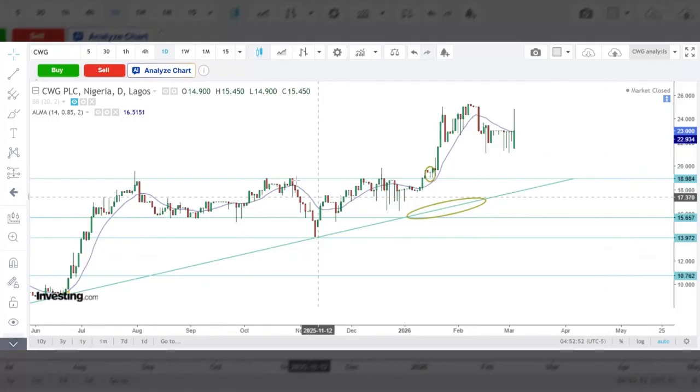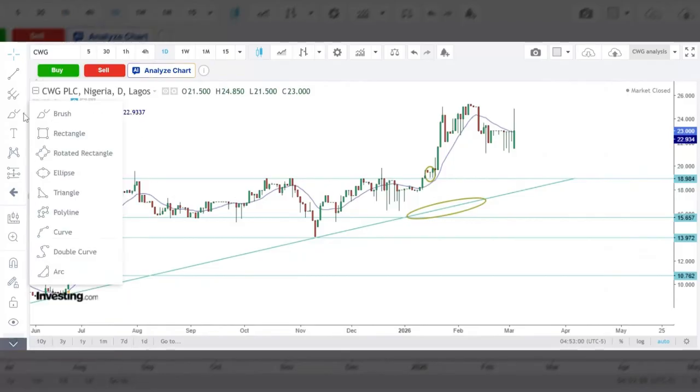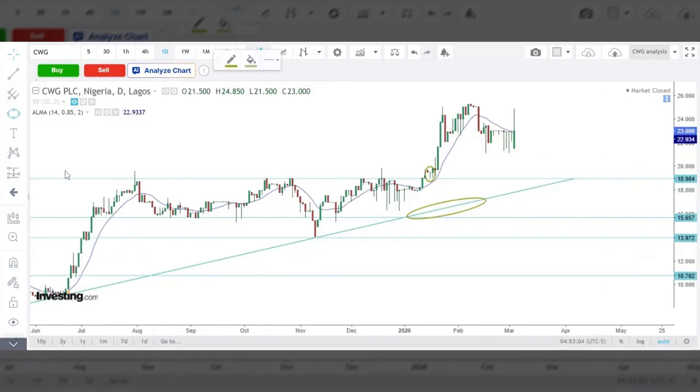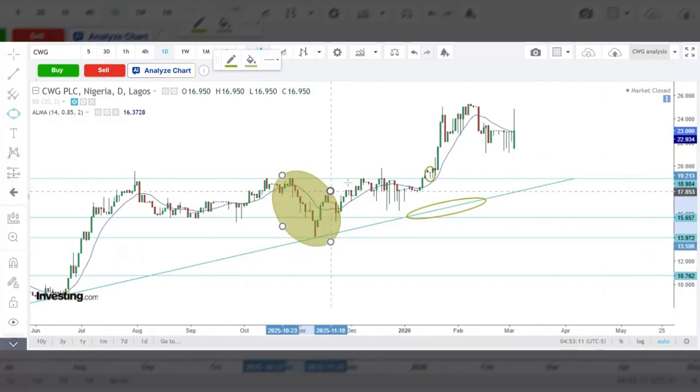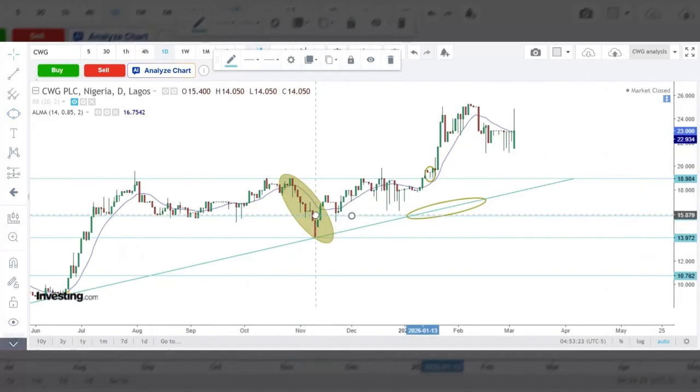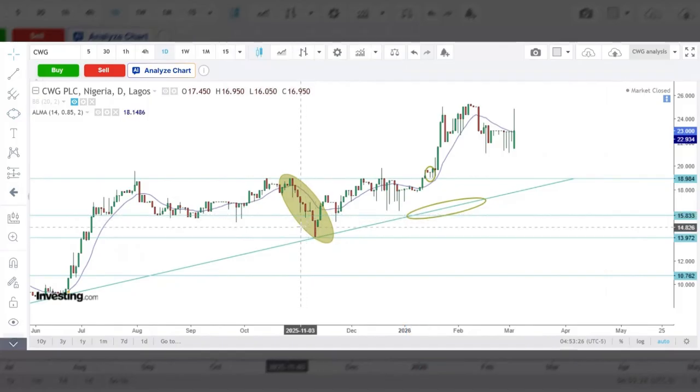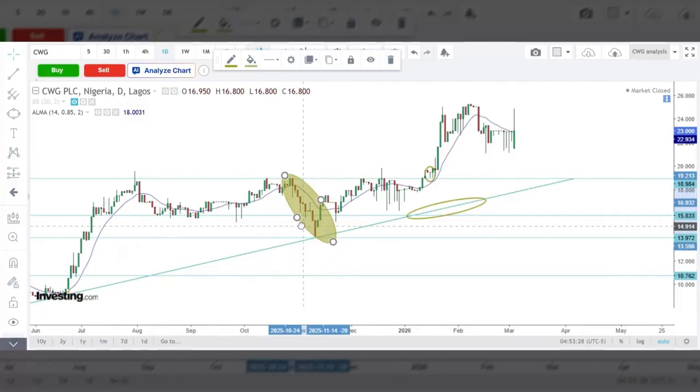Okay. Now let's focus on this area. This area here. Let me put a drawing there so you can see what I'm talking about. Let's focus on this area. You can see this area where the people really took profit here. A lot of people took profit here, as you can see. This is the place where people took profit.